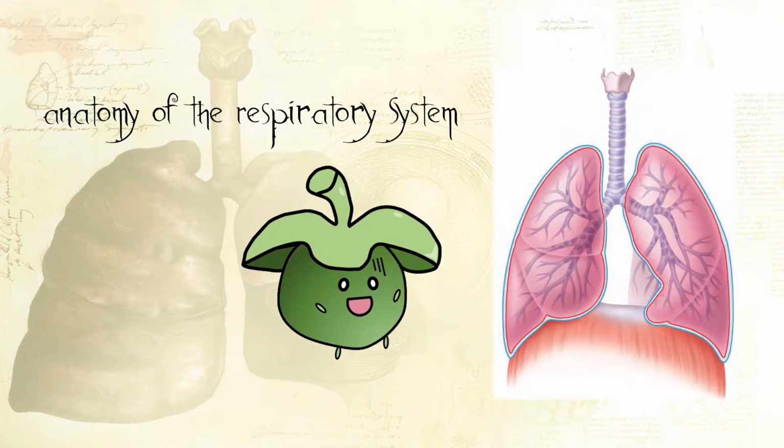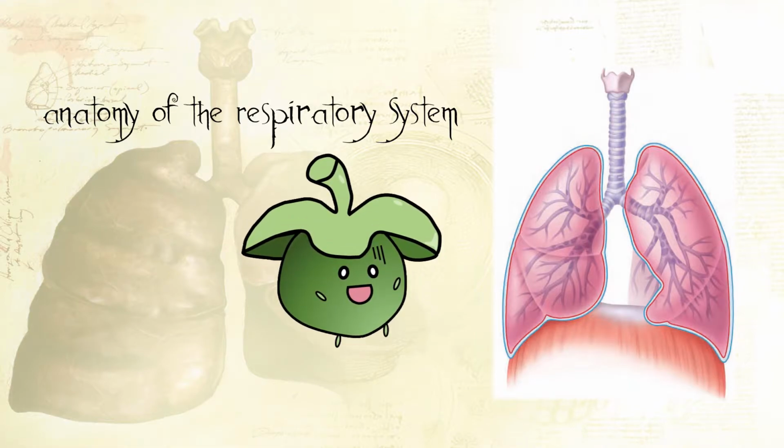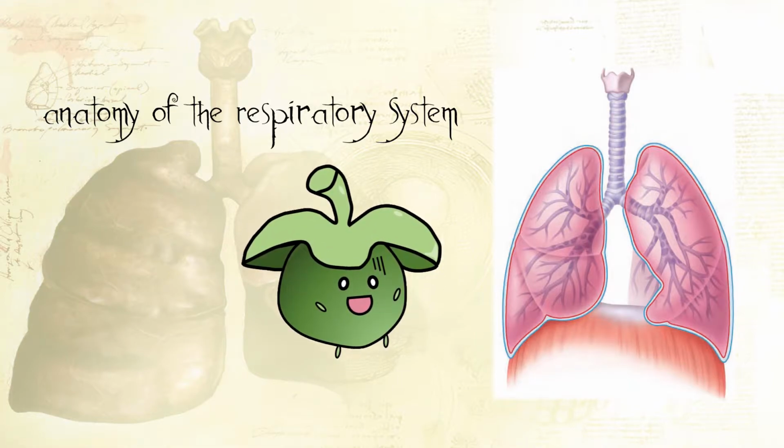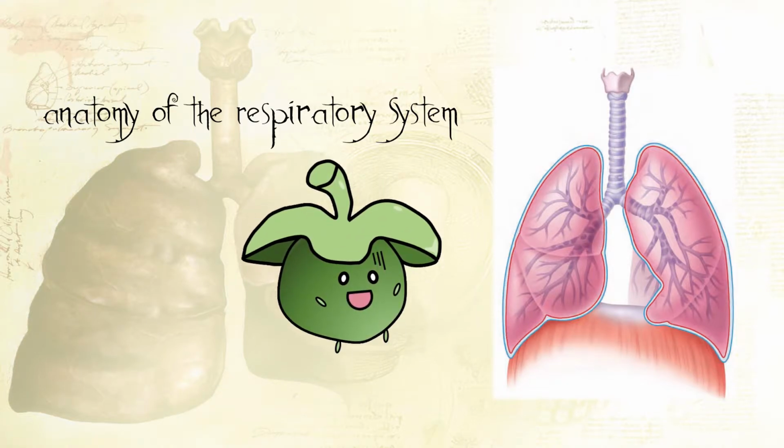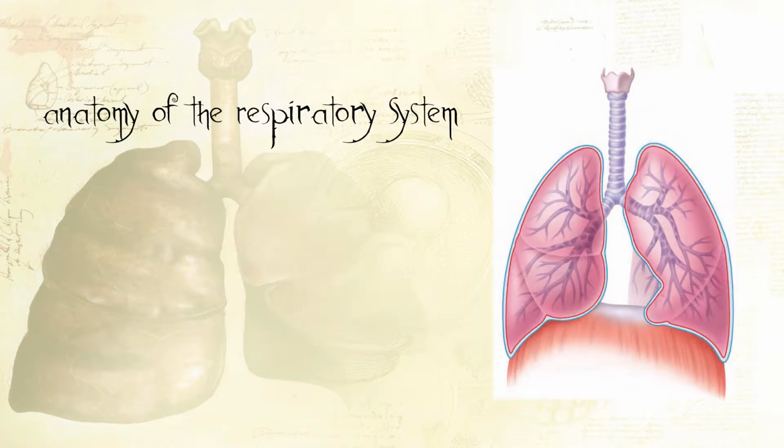In the previous video we have learned about the two types of respiration. In aerobic respiration, the cell breaks down glucose in the presence of oxygen. We have already learned how the cell obtains the glucose. So in the next few videos, we will learn how the cell obtains the oxygen. And we will start off the journey with the anatomy of our respiratory system.